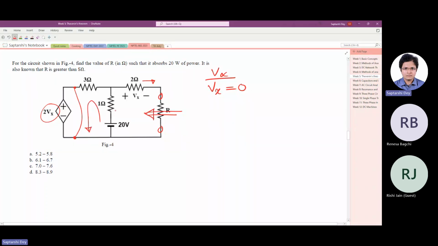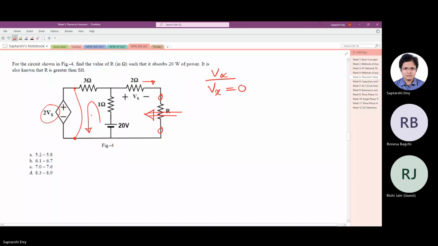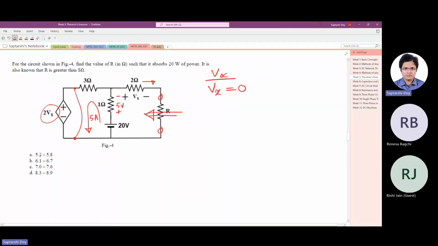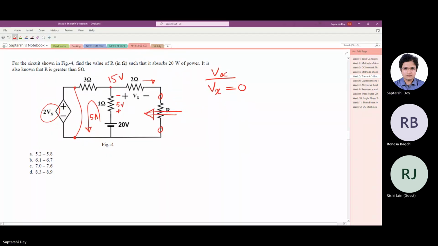Now, if there is a short circuit here and there is open circuit in this side, 5 ampere current is flowing. So it is causing a drop of 5 volt here. So the voltage at this point is 15 volt. And since this is open circuit, no current through this 2 ohm resistance, the open circuit voltage that we have is 15 volt. Understood?